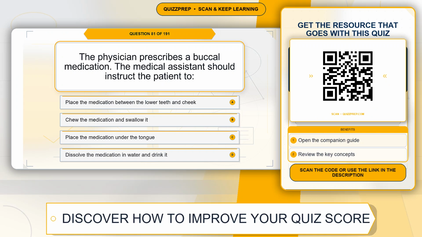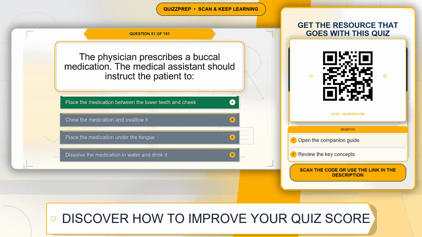Question 81. The physician prescribes a buccal medication. The medical assistant should instruct the patient to: Option A, place the medication between the lower teeth and cheek. Option B, chew the medication and swallow it. Option C, place the medication under the tongue. Option D, dissolve the medication in water and drink it. The correct answer is option A, place the medication between the lower teeth and cheek.